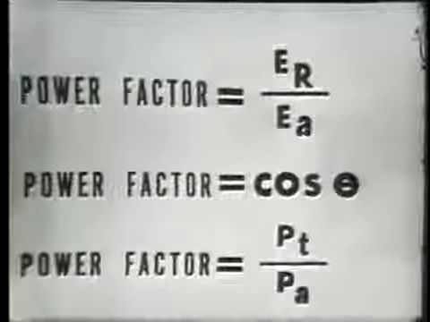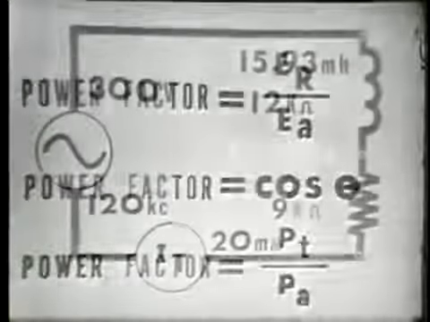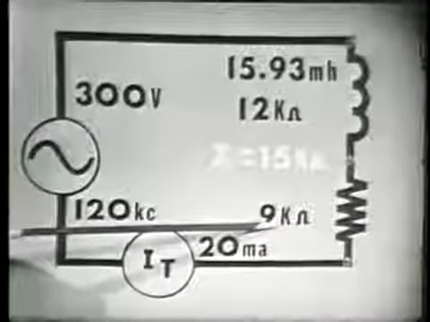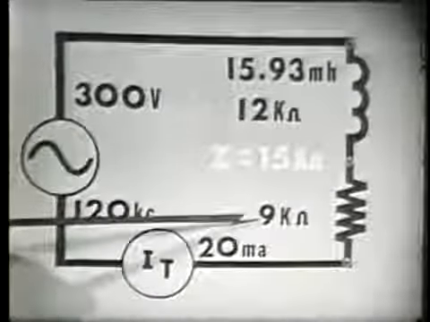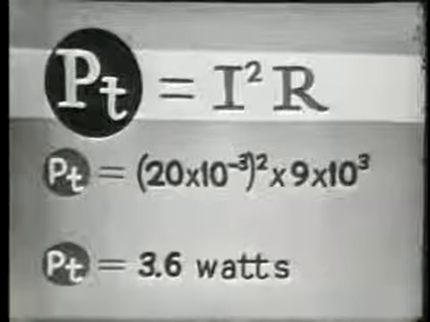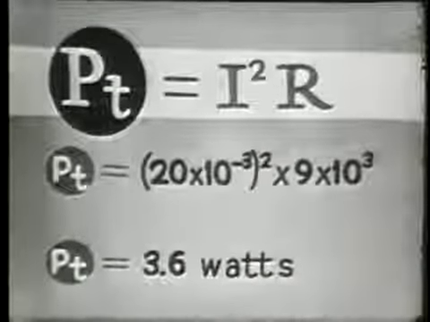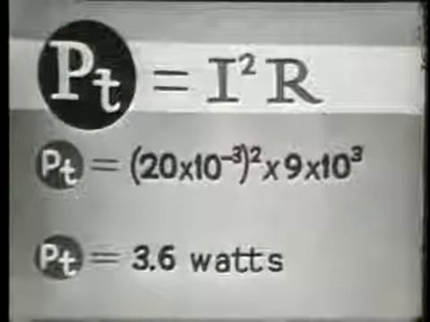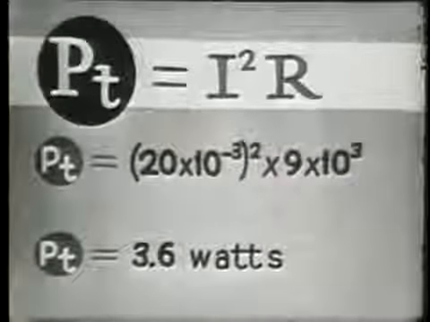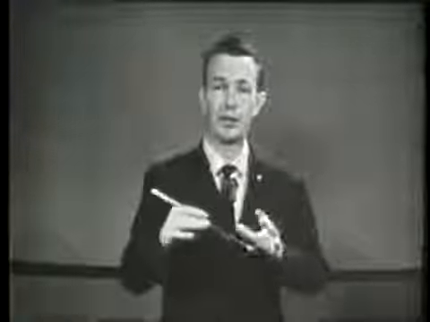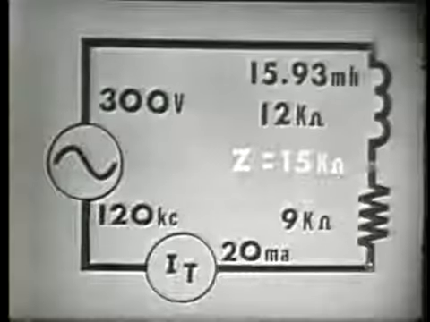True power is the power that is actually being used up or being dissipated in our circuit. Now, since the resistance in our circuit, our 9 k ohms of resistance, is the only component in our circuit capable of actually dissipating any power, then true power would be the current squared times the value of that resistance. Or substituting our values, you recall 20 milliamps times 9 k ohms. And this tells us, of course, that true power is actually 3.6 watts. Now remember, 3.6 watts is the total power that is actually being used up or consumed in our circuit.